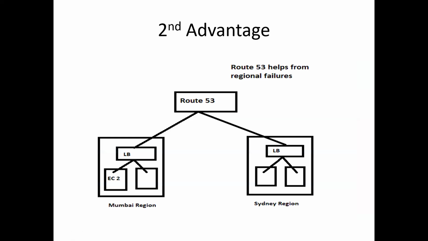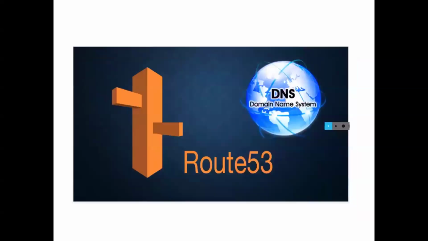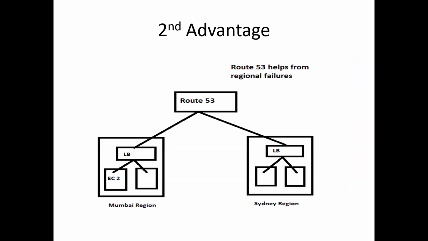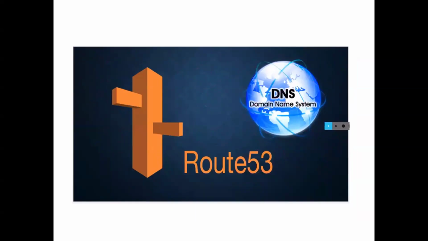Now why am I talking about all this DNS concept? Because we are now going to understand a service in AWS called Route 53. Route 53 is nothing but a DNS. DNS stands for domain name system, or otherwise domain name service. There are some other advantages too. By using Route 53, we can create the domain name.